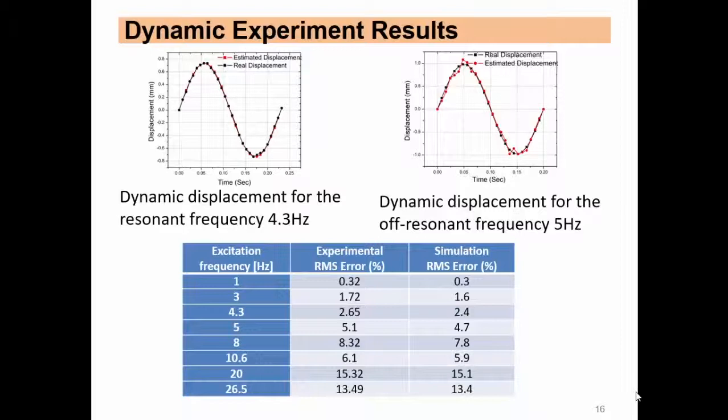But in most applications, especially in ours, where we need to measure the shape of an aircraft wing, we are interested in less than 10 hertz. So it is quite good for our application. But again, it varies from application to application.